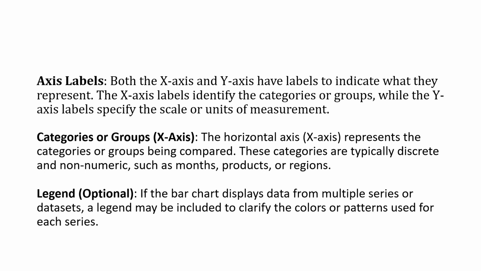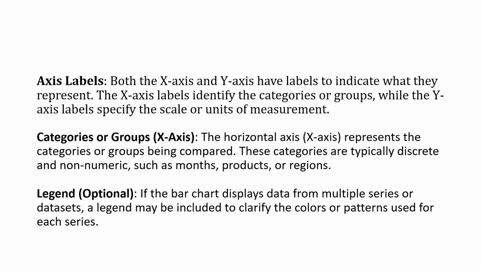The axis labels are on both the x-axis and the y-axis. They have labels to indicate what they represent. The x-axis labels identify the categories or the groups, while the y-axis labels specify the scale or the units of the measurements. The horizontal axis represents the categories or groups being compared. These categories are typically discrete and non-numeric, such as months, products, or regions.